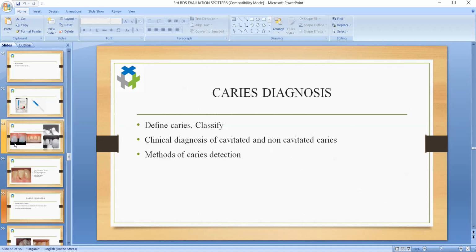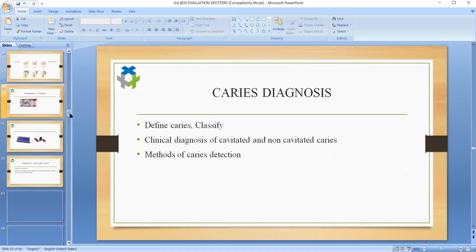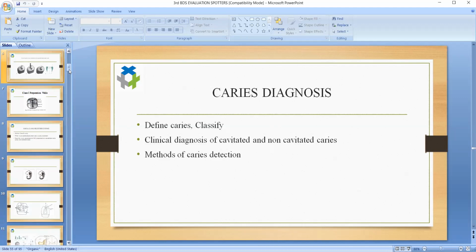Okay. What is class 6? Caries occurring in the cusps of all posterior teeth. All posterior teeth or anterior? Incisal. Okay.